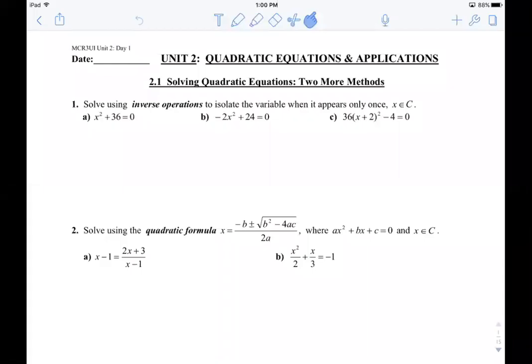Welcome to Unit 2 of Grade 11 Academic Math. This unit's going to focus on quadratic equations and their applications. And this first lesson, lesson 2.1, is on solving quadratic equations, but focusing on two more methods.